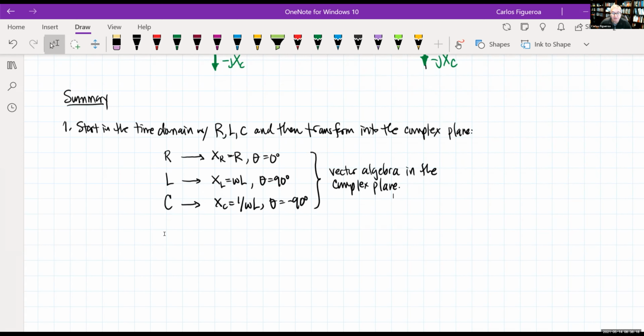But what I want to do here is try not to transform back, because it's more important to interpret what is happening in the phasor circuit. So now we want to interpret what it means to be a phasor circuit.